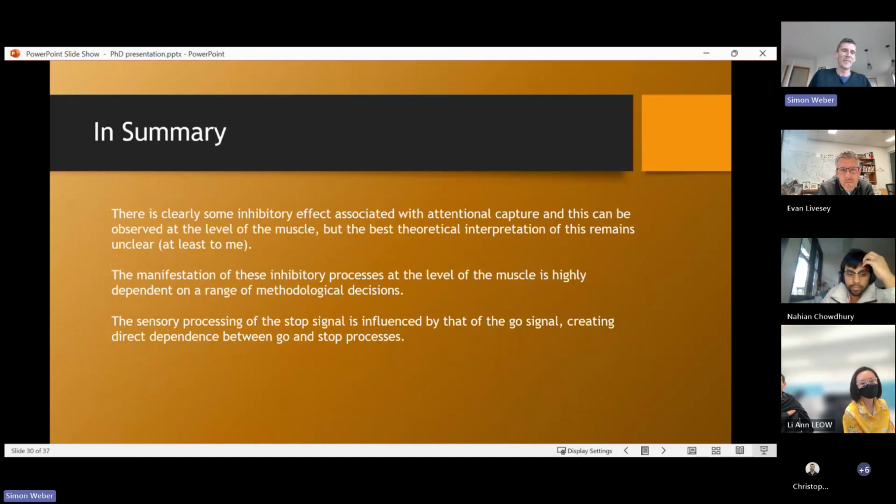Hopefully it is. So in summary, to wrap up this series of things that I've talked about, there's clearly some inhibitory effect associated with attentional capture, and this can be observed at the level of the muscle. But the best theoretical interpretation of this remains unclear, at least to me. The manifestation of these inhibitory processes at the level of the muscle is dependent on a range of methodological decisions. I talked about one of those with the study where we compared auditory and visual stops. We also looked at a couple of other things, but the stopping process depends a lot on context, which raises questions about how these tasks should be designed in order to generalize to the real world. That final point is the same one that I just made.